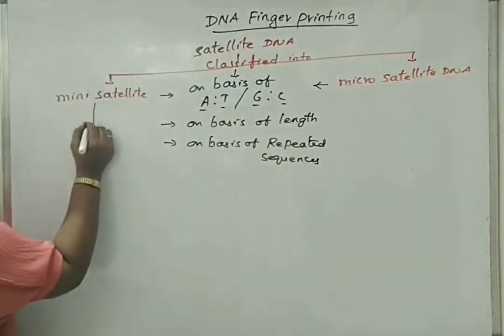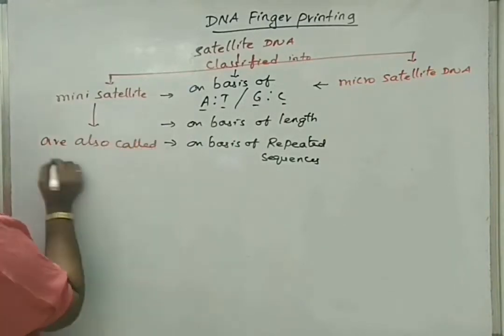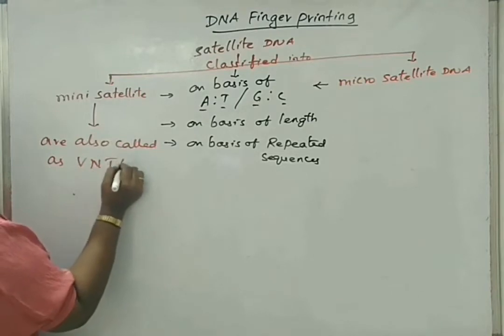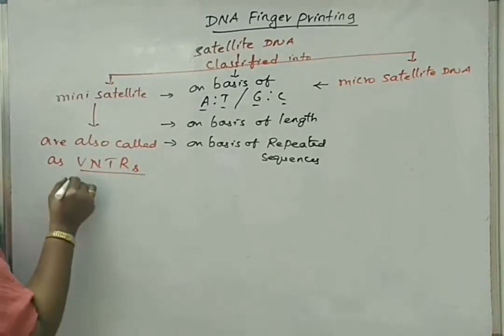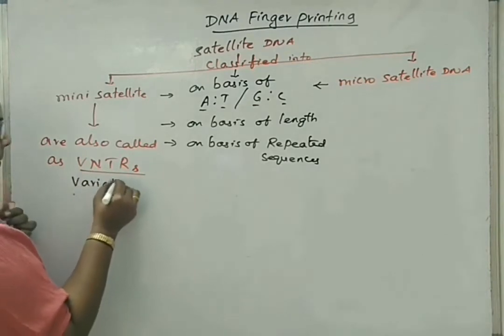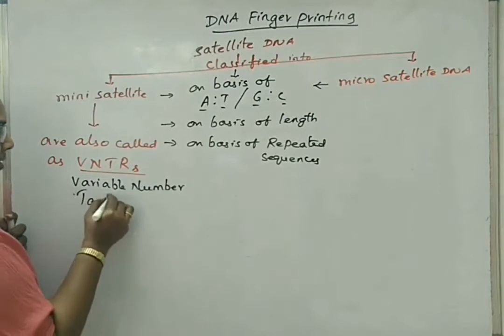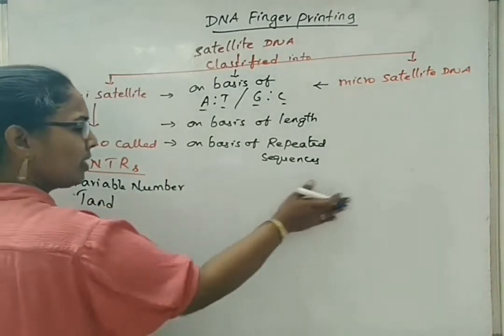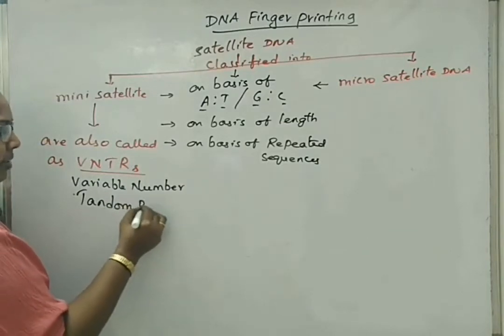Here, mini satellites are also called VNTRs. What is the full form of VNTRs? The full form is variable number tandem repeats. As I have expressed here, the combinations of the nitrogen bases are repeated. Tandem repeats.